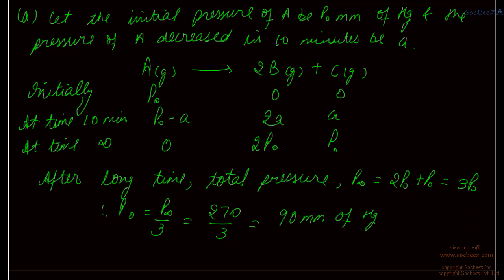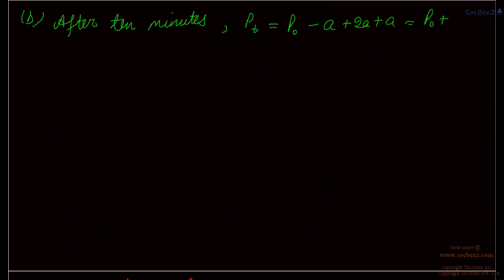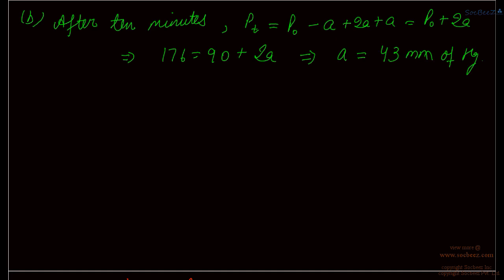Okay. So, now let's see the second part of this problem. After 10 minutes, let the pressure be Pt. Pt equals P naught minus A plus 2A plus A. Here, the total pressure will be P naught minus A plus 2A plus A. So, it will be P naught plus 2A. Now, it is given that the pressure after 10 minutes is 176 millimeter of Hg. So, this implies that 176 equals 90 plus 2A. So, from here, we get the value of A as 43 millimeter of Hg. Okay.